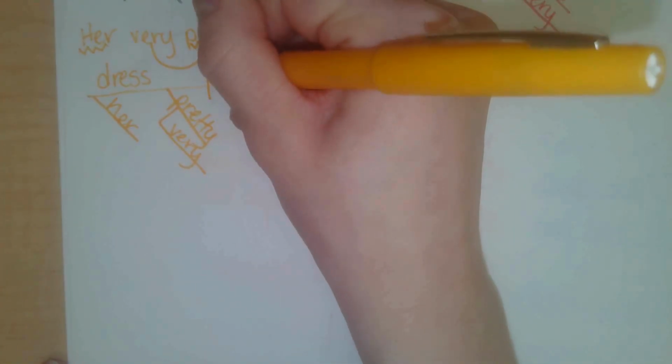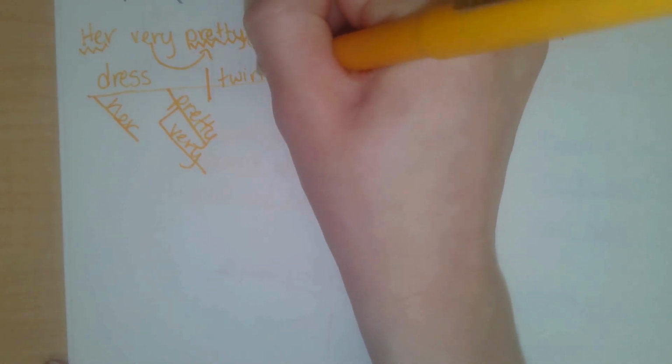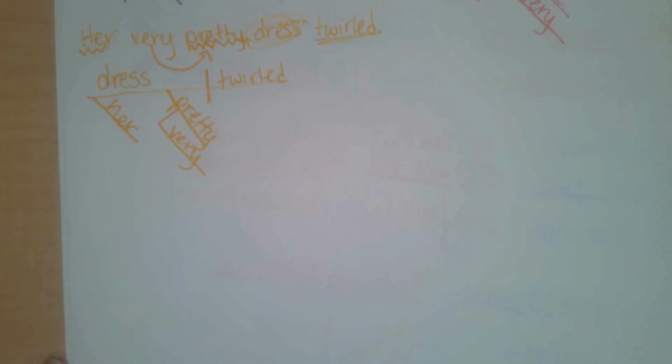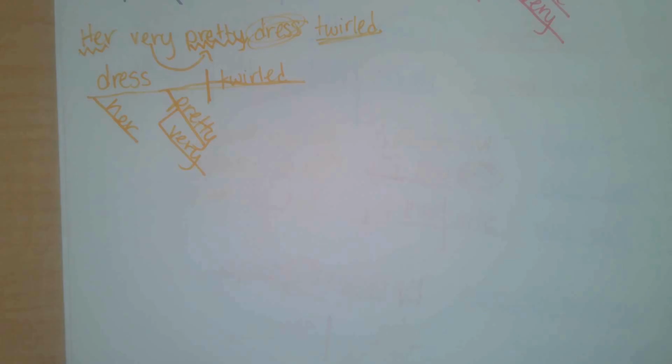And then what is the very pretty dress doing? It's twirling. It twirled. So that's our verb. Kind of hard to see the line here. And I may have just made it worse, but that's okay, because we're moving on.